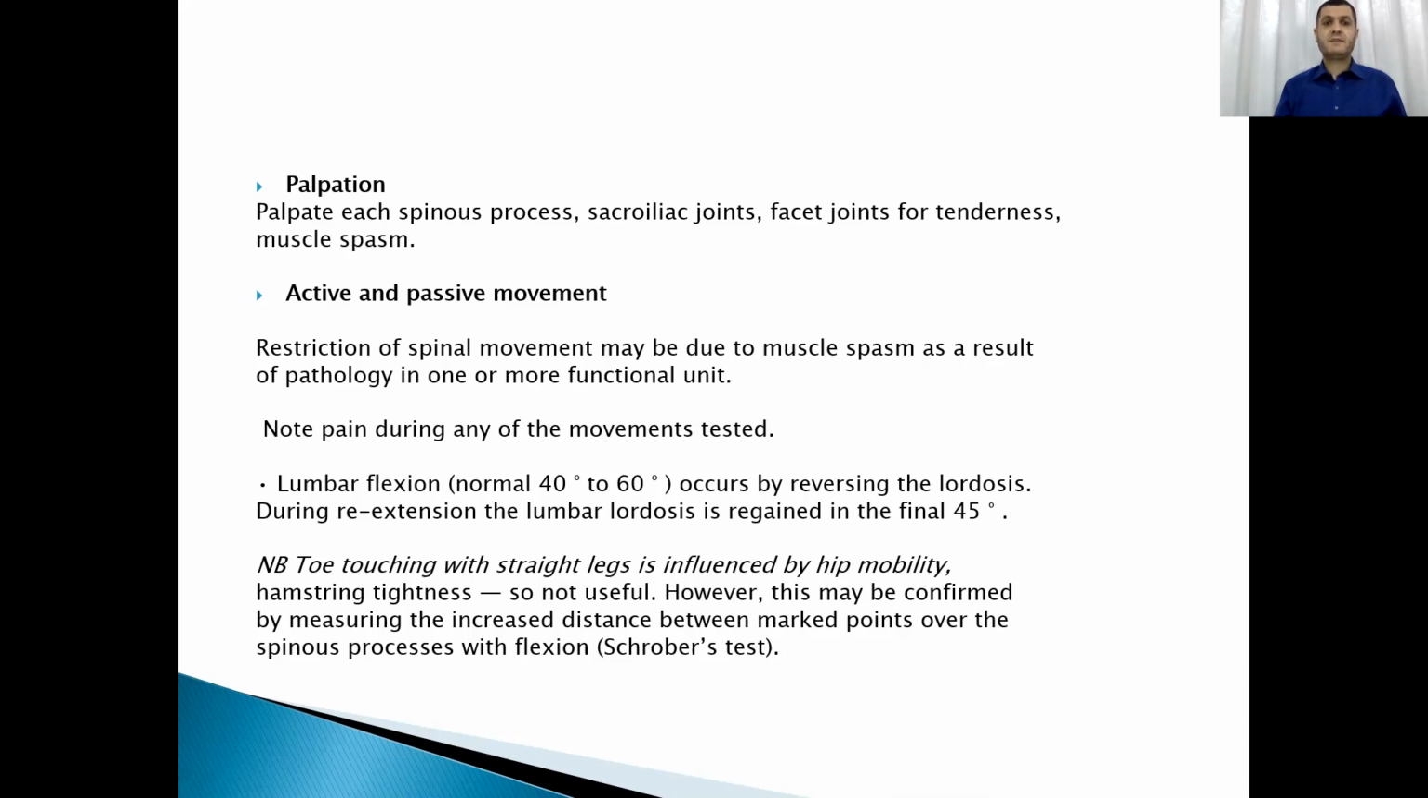Okay, so we ask the patient to bend forward. That's testing for lumbar flexion. The lumbar flexion starts with reversing of the lordosis in the lumbar region. Okay, when you ask the patient to touch the ground with straight legs, we are testing both hip mobility and lumbar flexion. Okay, so any problem in this test might indicate hip pathology or lumbar pathology. This test can be done by the Schober test. We will later talk about the Schober test.